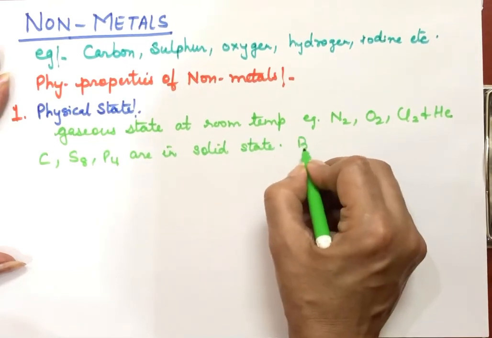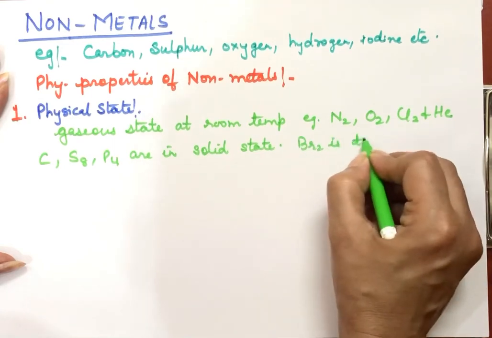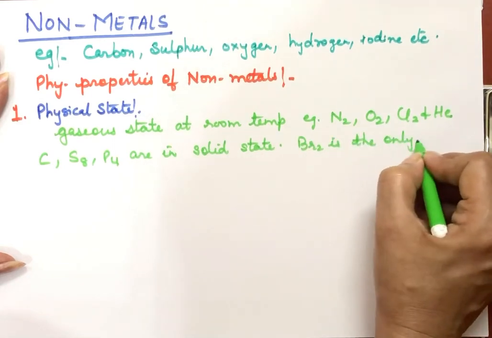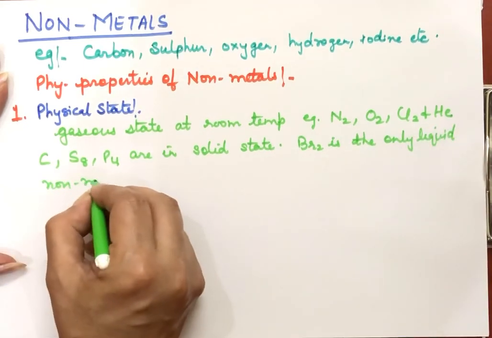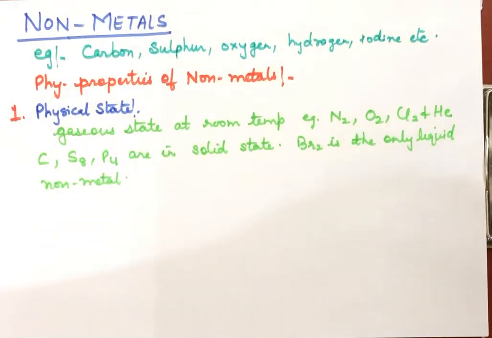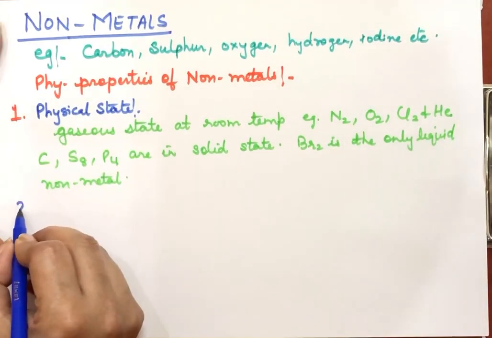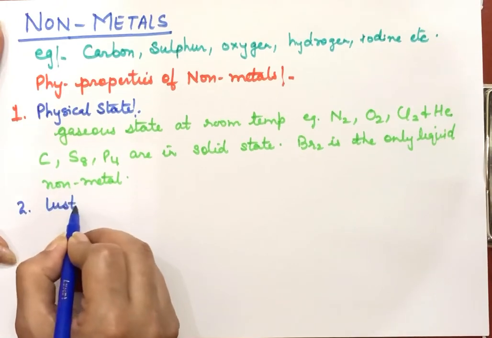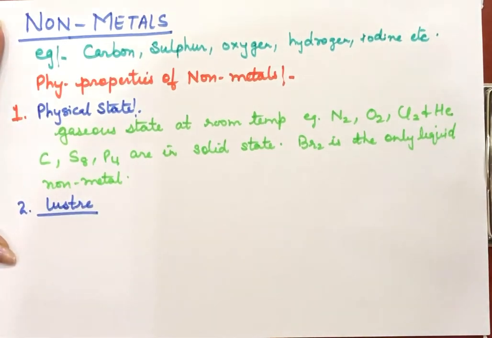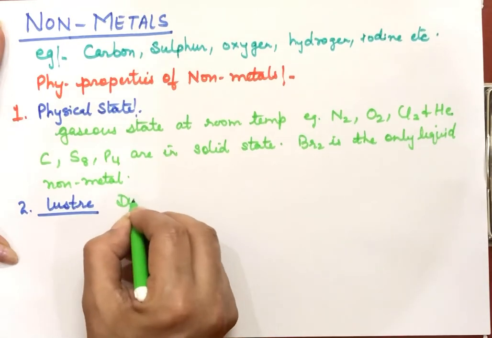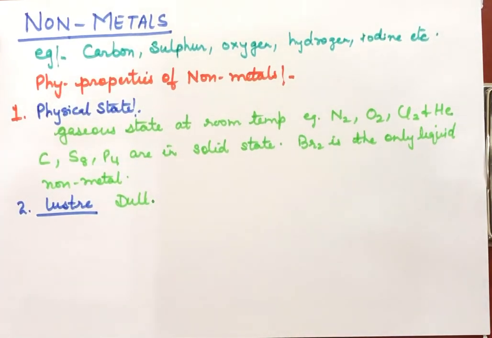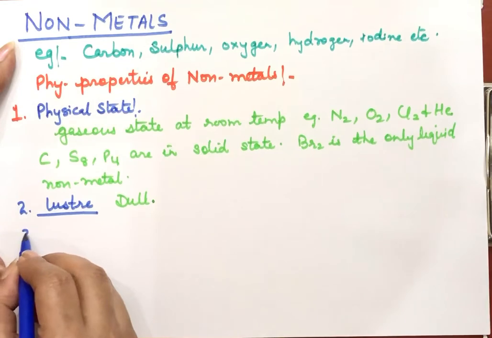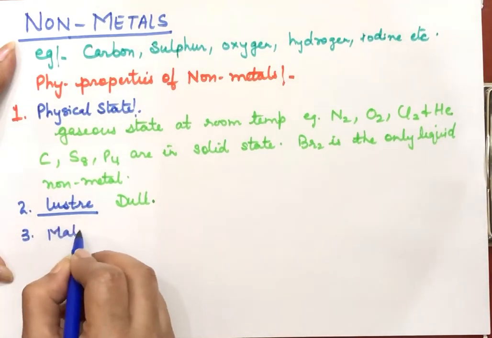And one nonmetal, that is Br2, is the only liquid nonmetal at room temperature. So this is about the physical state of nonmetals. Next is the luster, shine. Nonmetals are dull in appearance. They don't have any shiny surface. But one nonmetal, iodine, has a shiny surface. Next, the third physical property is malleability.